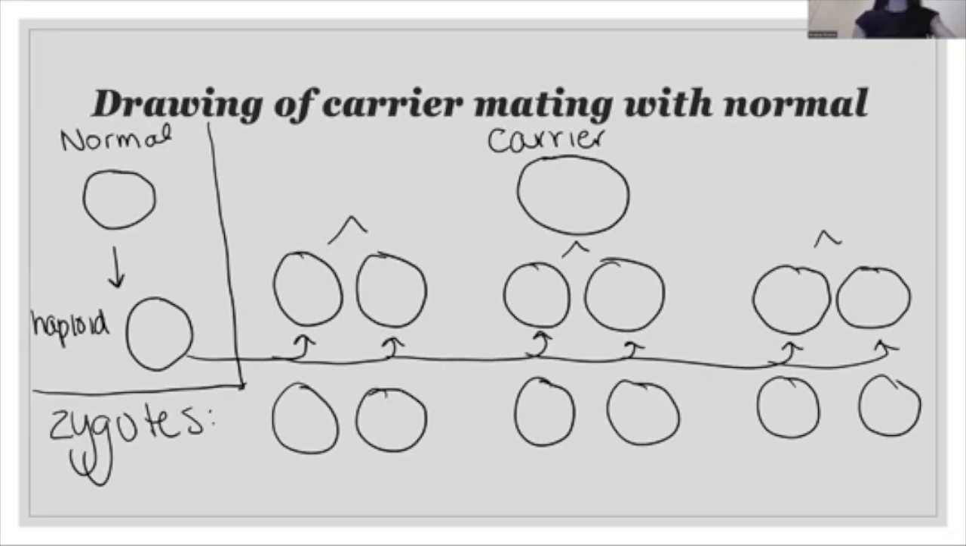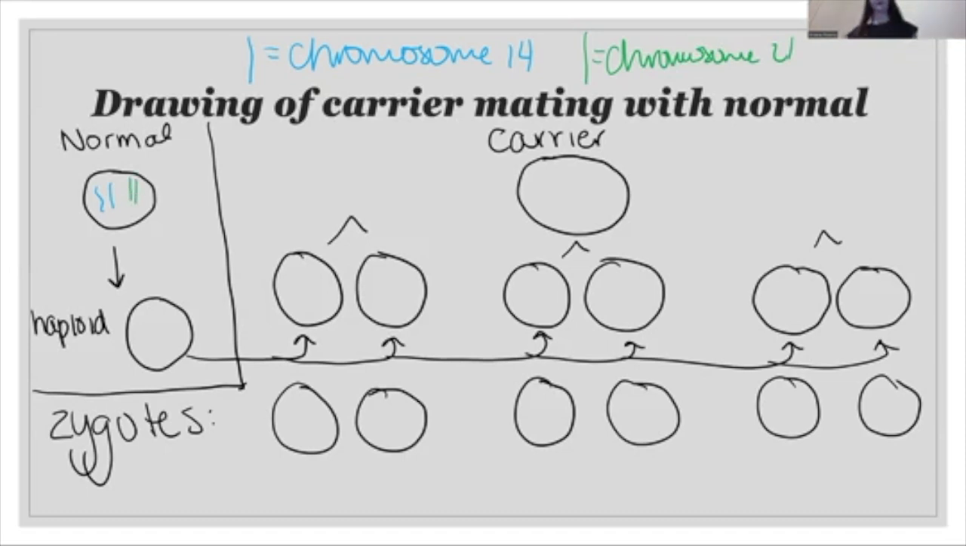So let's see, I'm going to make my chromosome 14 blue, and I'm going to start with my normal individual. So my normal, I'm going to label it. This is chromosome 14. My normal individual should have 2 chromosome 14s, and I'm going to make my chromosome 21 green. And they should also have 2 chromosome 21s. So a normal individual is a diploid. They have 2 of everything, 1 from mom, 1 from dad.